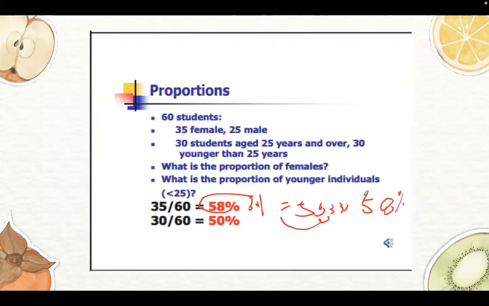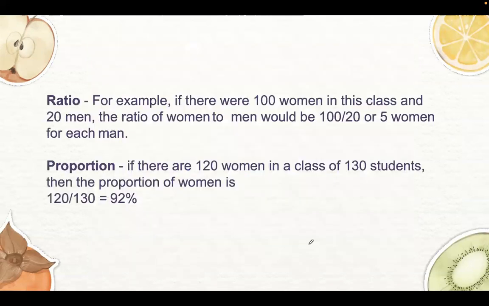Okay, next. 30 divided by 60. So what is the proportion? 30 divided by 60 is equals to 0.5. So if you're going to express it in percentage, it will become 50%. Okay, so ganun po yung kanyang expression and the final answer. It is always expressed in percentage.